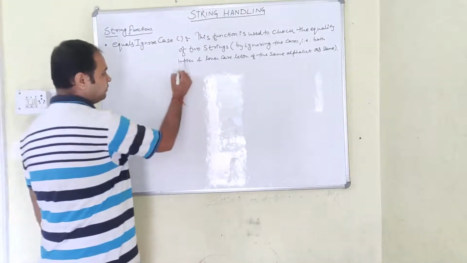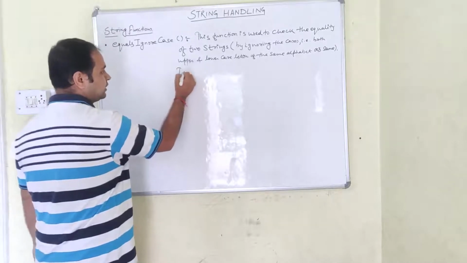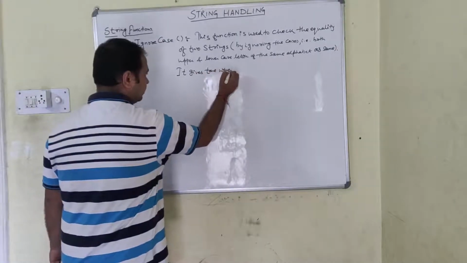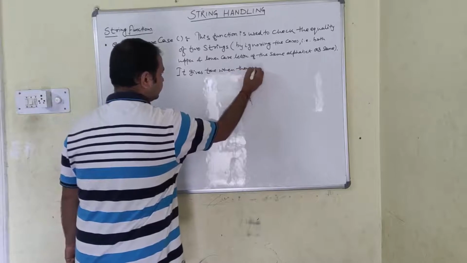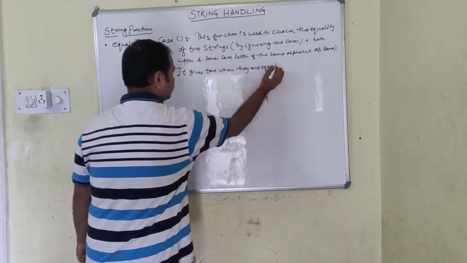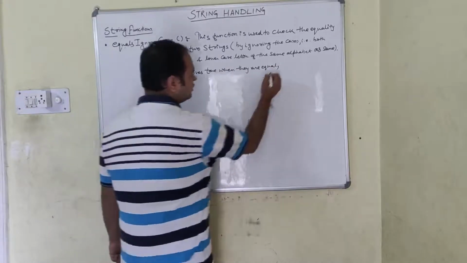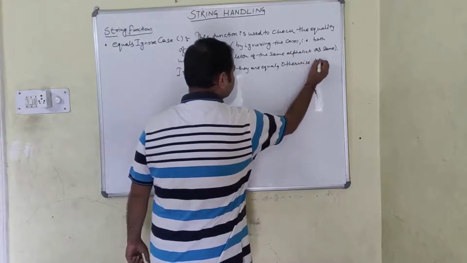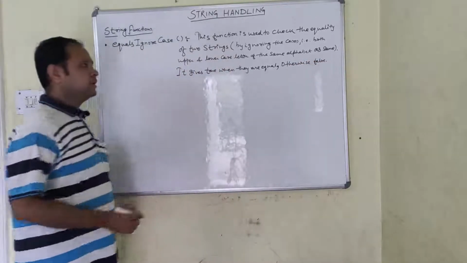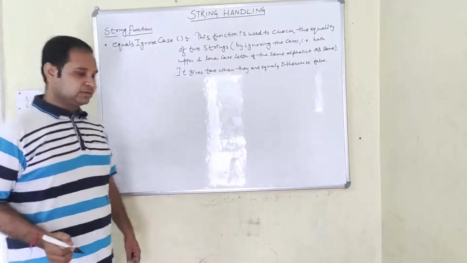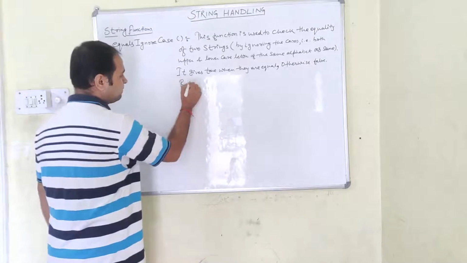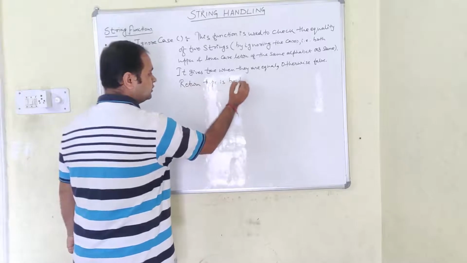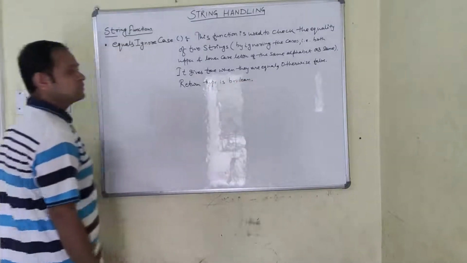Okay, now the return type of this function will be boolean, as it gives true when they are equal, otherwise false. Okay, so the return type is the same as boolean, as we had with the equals function. So the return type is boolean.